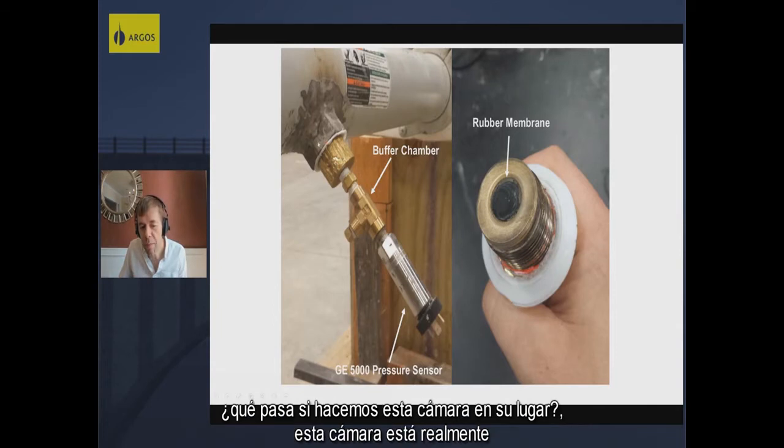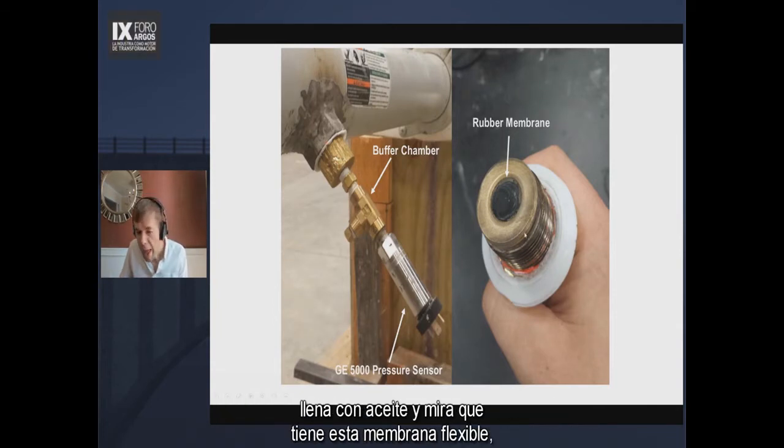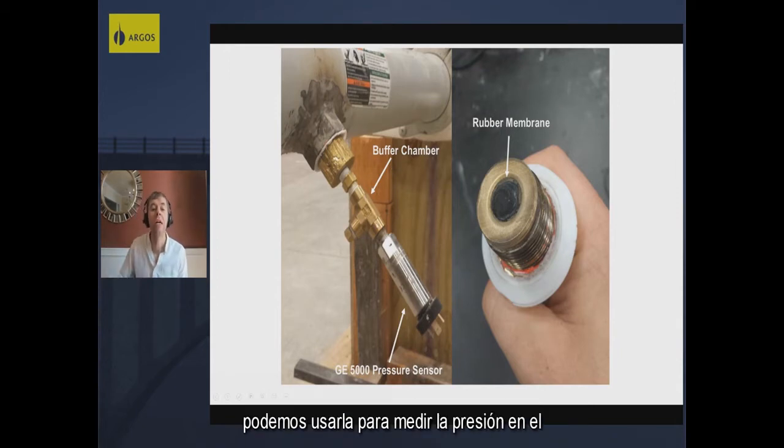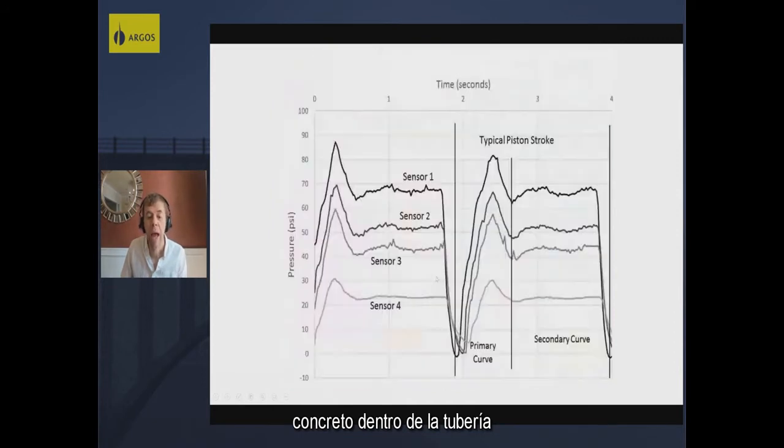We said, what if we make this chamber instead? This chamber is actually filled with oil. And see how it's got this flexible membrane? So when you push that surface, the oil increases in pressure inside. And we're able to use that to measure the pressure in the concrete inside the pipe. And the data that we measure looks something like this.